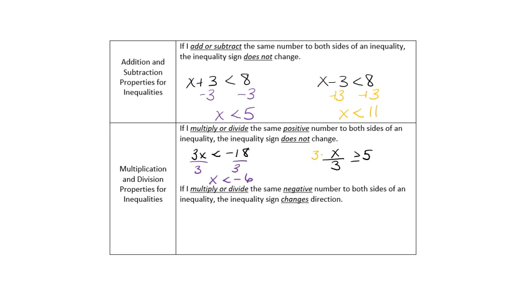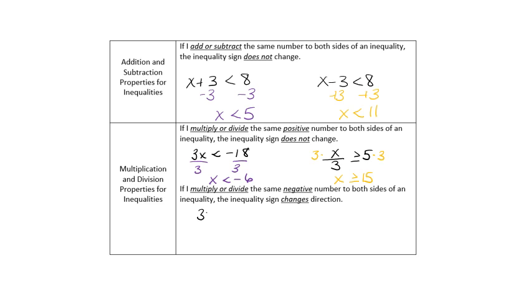For this, I multiply times 3. So I get x is greater than or equal to 15. So any number greater than or equal to 15 will work in that. 20. All right, let's do one evenly. 24. 24 divided by 3 is 8. That's greater than 5. The difference comes in when I multiply or divide by a negative.